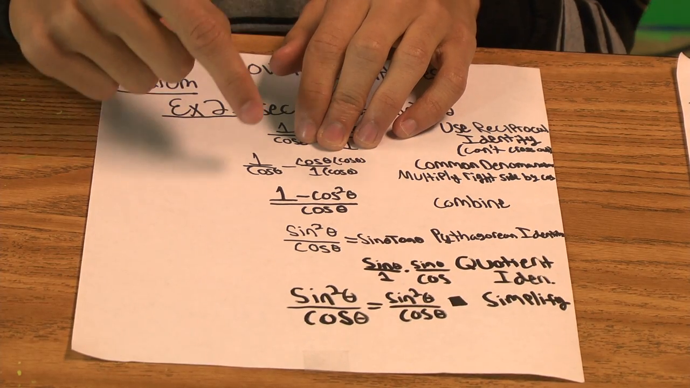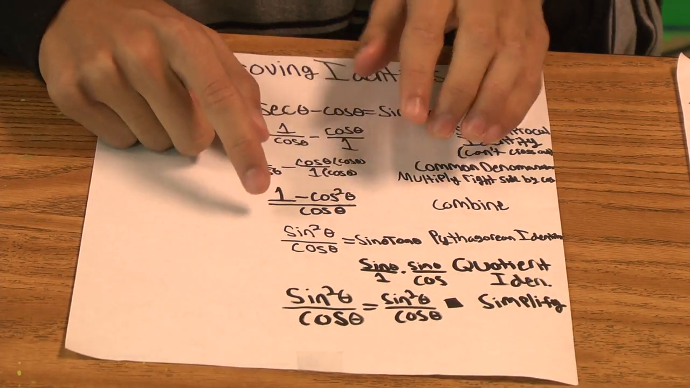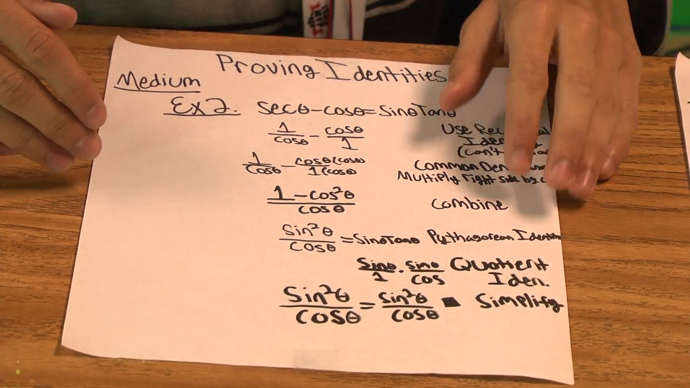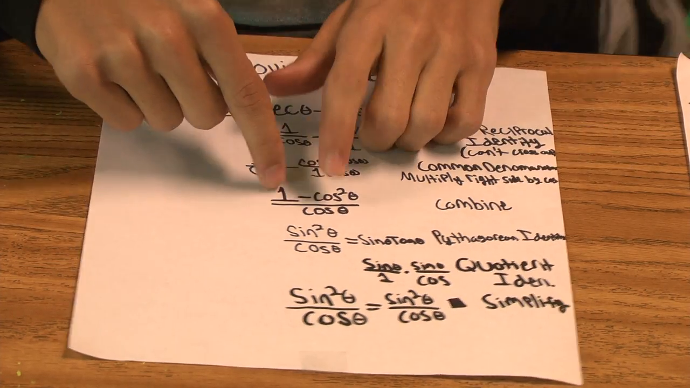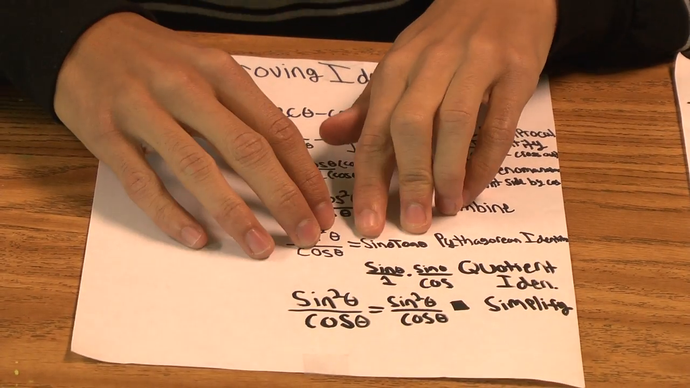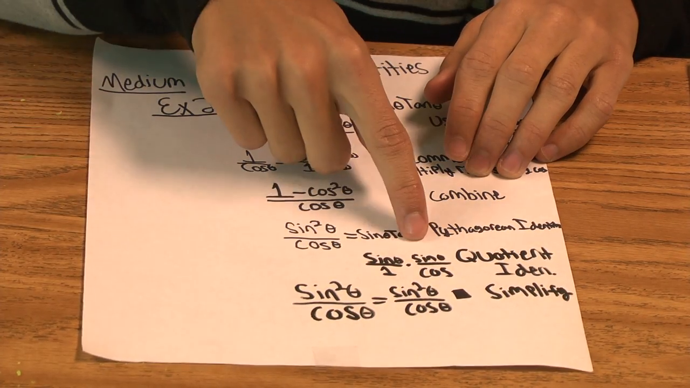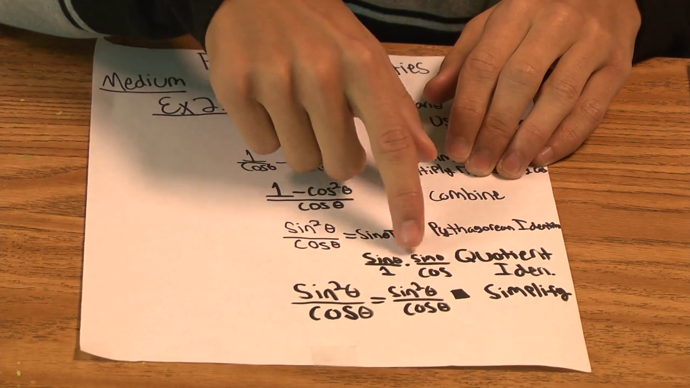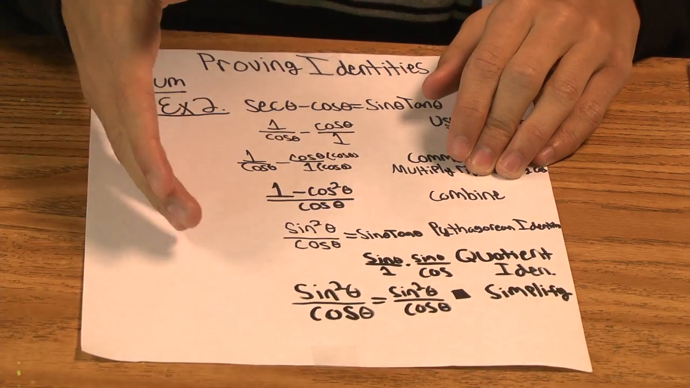Once you put them together, you have 1 minus cosine squared theta over cosine. Then you use the Pythagorean identity for the top part, which gives you sine squared theta over cosine. Then you work on the second half to make it equal. You use the quotient identity, which gives you sine over cosine times sine over 1. Once you simplify it, you have sine squared theta over cosine, which is equal to sine squared theta over cosine. And that's the proof.